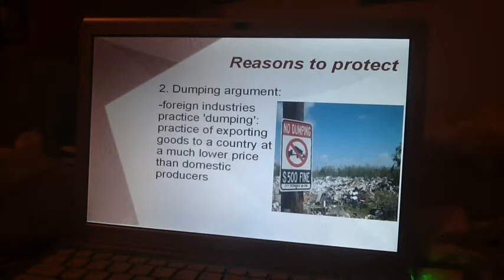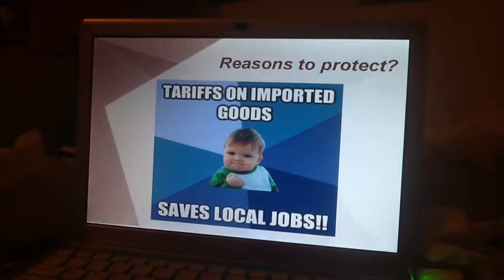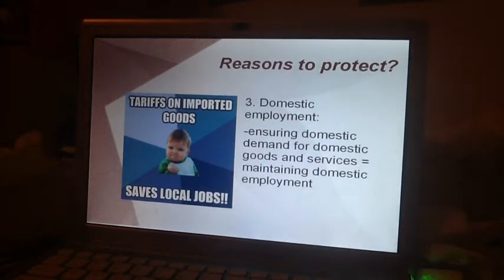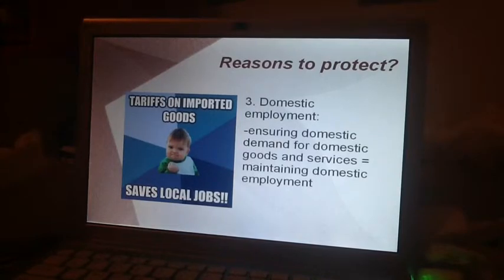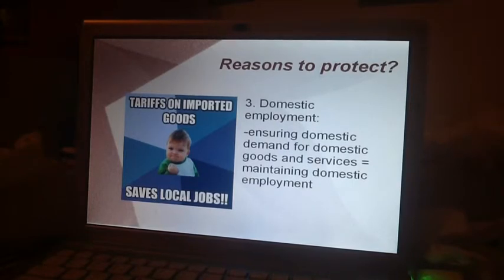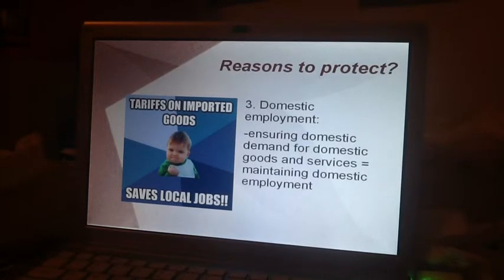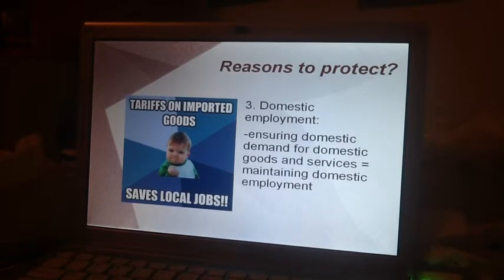And so what other arguments are there? Well, the third is tariffs, that we need to save local jobs, that we need to protect our domestic employment. So what's the theory behind this? Well, the theory is that as we help our domestic industries in terms of helping them to be competitive in the global market, we're actually ensuring our domestic demand for our goods and services, or ensuring that domestic industries are competitive on the global market. And within that, we can actually maintain or increase our domestic employment.